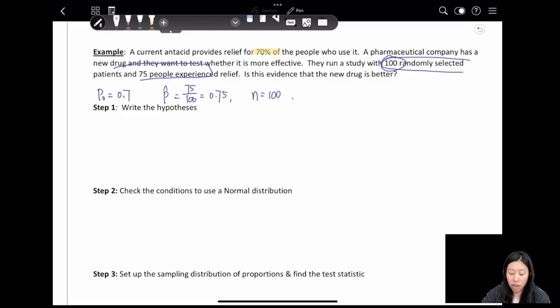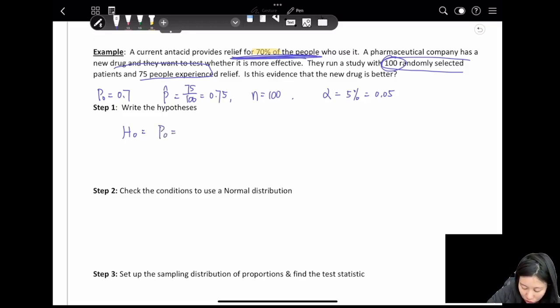And when you do a hypothesis test, you need to look for the significance level, which is our alpha. If it isn't stated, the default alpha would be 5%, or 0.05. Okay, so now write down the hypothesis. The hypothesis is something that we assume, our assumption that this provides relief. 70% of people believe that this provides relief.